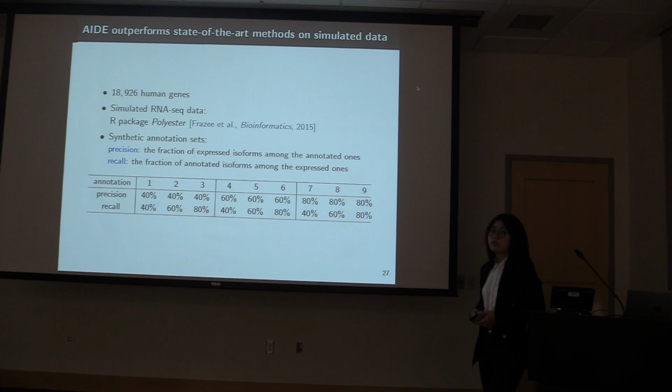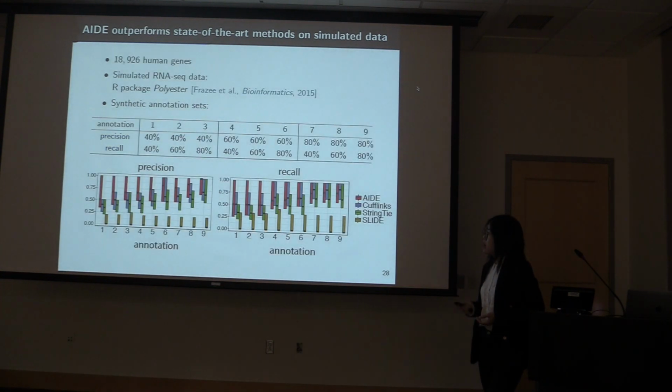In order to evaluate the performance of isoform discovery given annotation sets of different qualities, I also designed 9 synthetic annotation sets with different precision and recall rates compared to the truly expressed isoforms. These 2 box plots demonstrate the gene-level precision and recall rate of AIDS and the other 3 state-of-the-art methods, Cufflinks, StringTie, and SLIDE. Very apparently, we can see that AIDS outperforms these methods in terms of both precision and recall, especially when the annotation sets are not very precise.